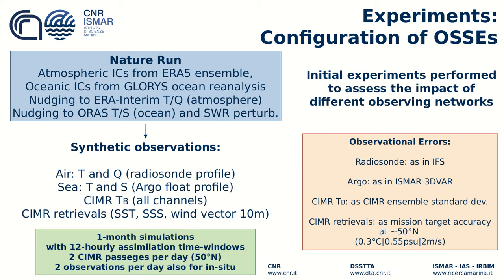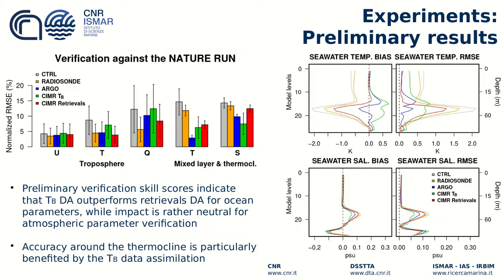In order to test the assimilation, we ran a nature run with perturbed atmospheric and oceanic initial conditions and physics, and extracted synthetic observations of in situ data in the atmosphere and ocean from radiosondes and Argo, and from CIMR, either as brightness temperature or geophysical retrievals.